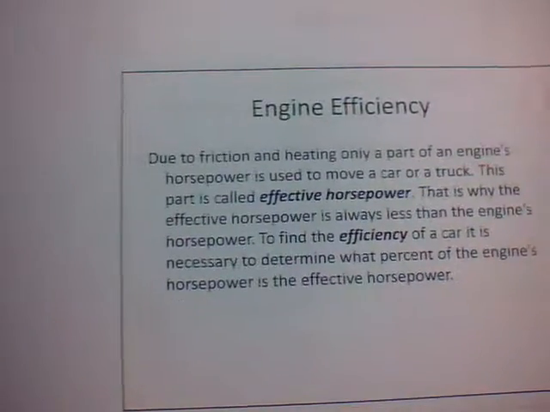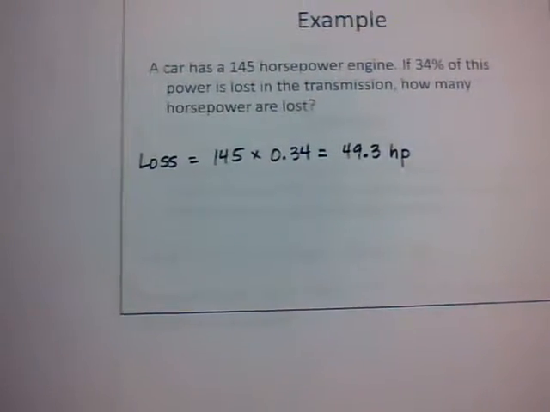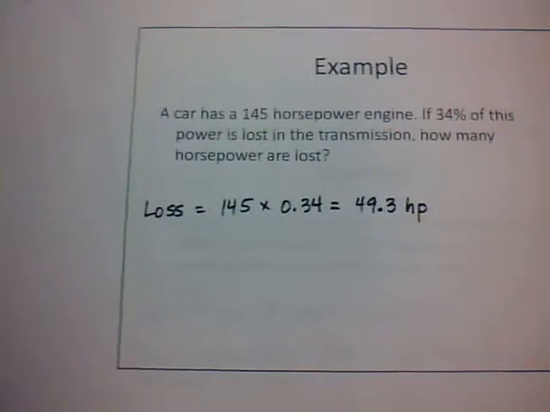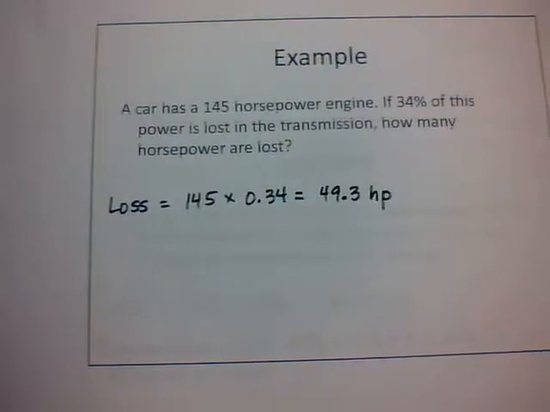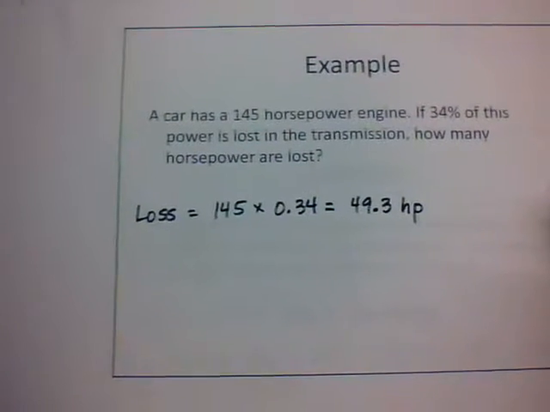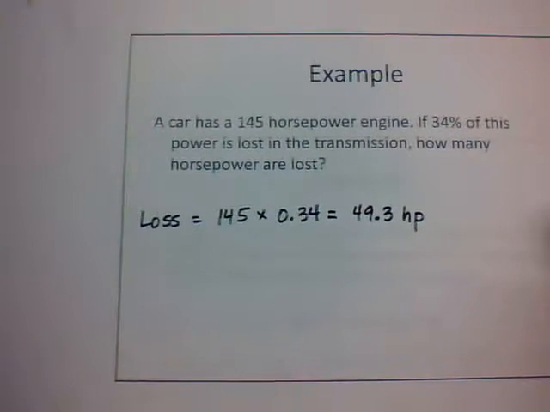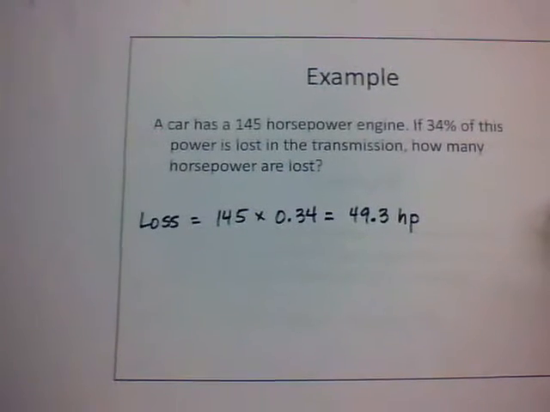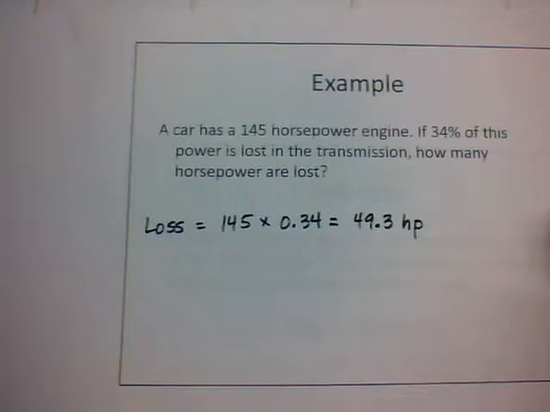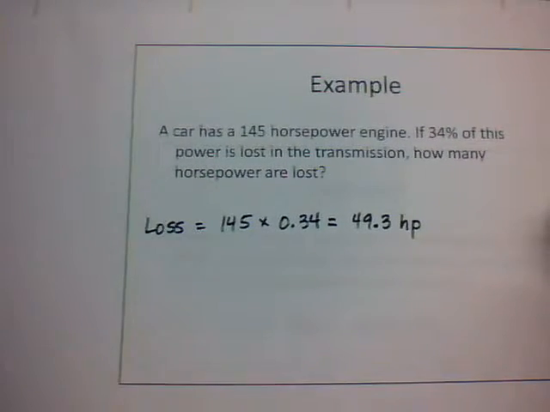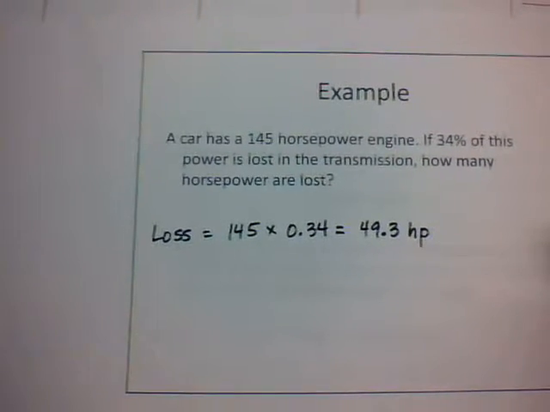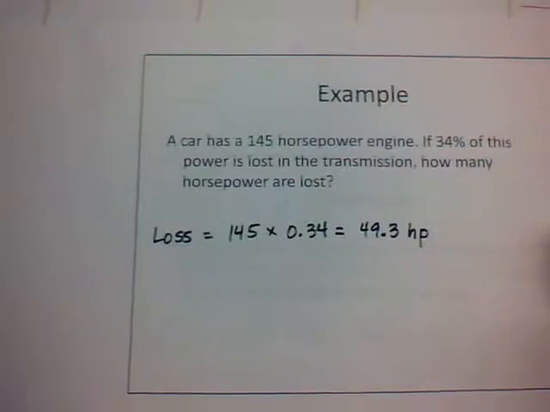An example of just that would be, well, here's a few. Let's say a car has a 145 horsepower engine. If 34% of this power is lost in the transmission, how many horsepowers are lost? Well, that's simply taking the 34%, which will be 0.34, multiplied by the horsepower in that engine of 145, and you'll see that you'll have a 49.3 horsepower loss in the transmission.